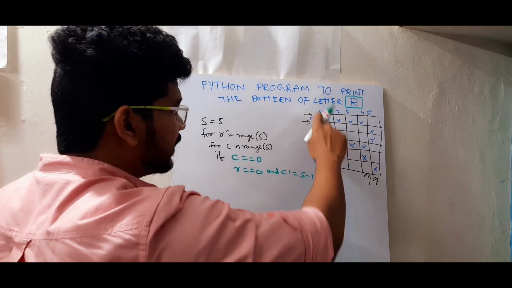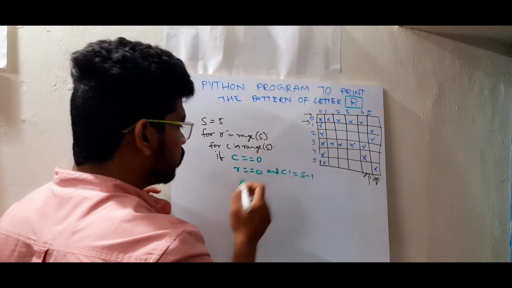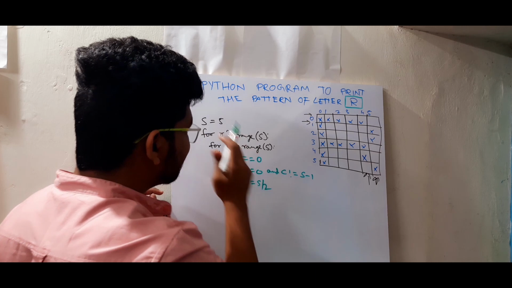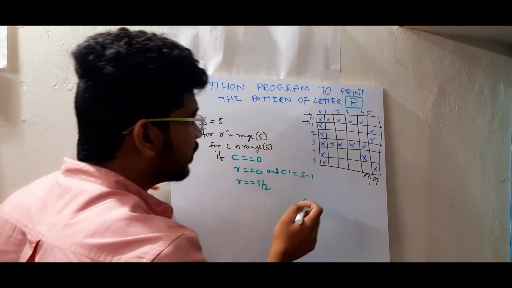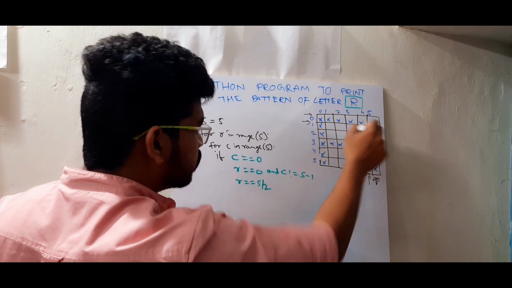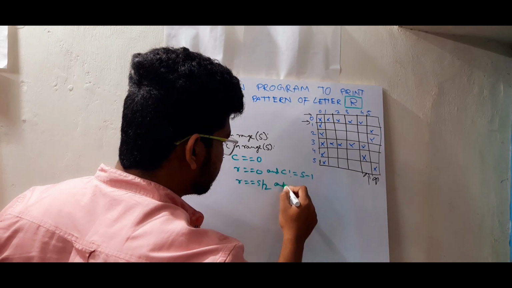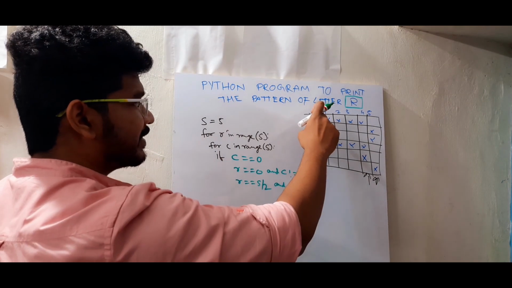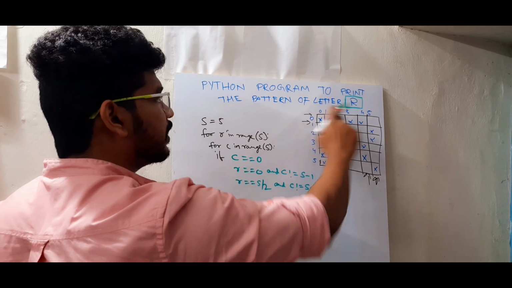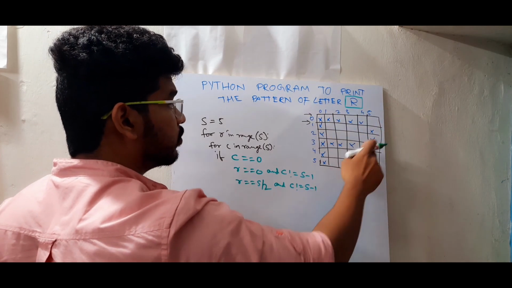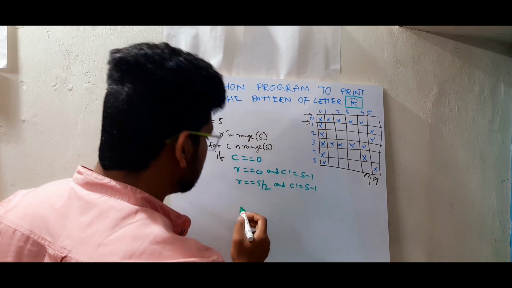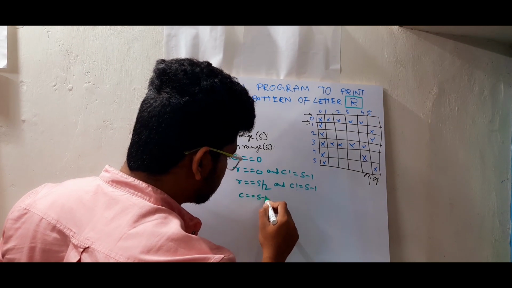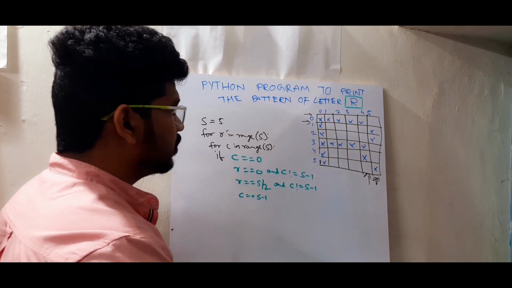And there is a middle row. So R equal to S by 2. S is the size, S by 2 is the middle row. And here also I need to exclude that, so I'll write that condition, and C not equal to S minus 1. So these are the three conditions: first column, first row, and middle row. Now I'll write the condition for last column. So here the column equal to S minus 1, that is the last column.